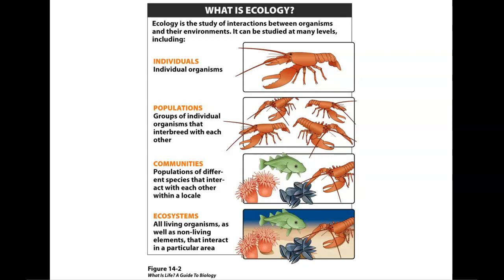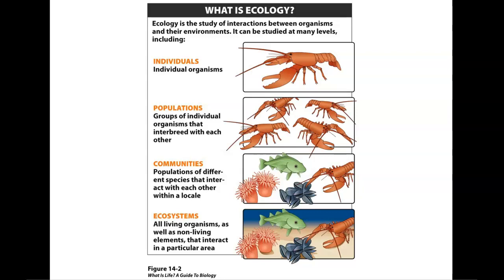So with this, we have ecology, which we said was studying the interactions organisms and their environments have with each other, and it can be studied at many different levels. You have individuals that you can study, so you could study at the individual level. This is going to be studying individual organisms and how they respond biochemically, physiologically, and behaviorally to their environment.